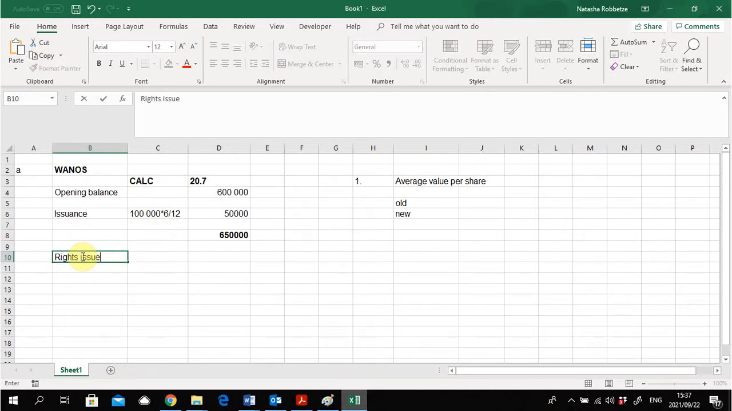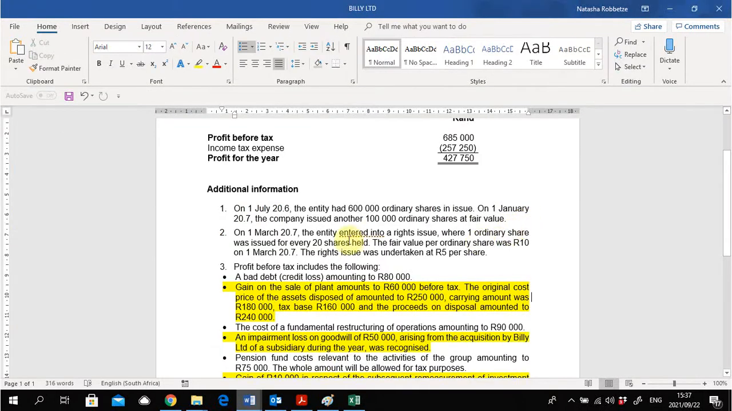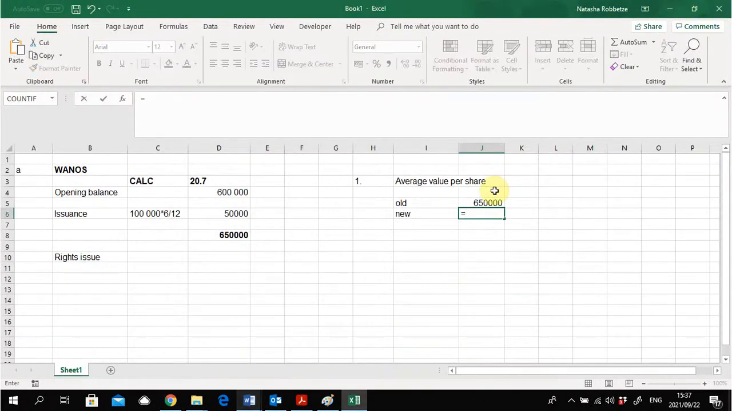So the old shares will be 650,000 shares. Then we have new shares that need to be issued. And in the question, we are told that we get 1 share for every 20 shares that will be held. So it's going to be the 650,000 divided by 20 times 1. That's 32,500. Then the fair value of the shares will apply to the old shares, while the rights issue value will apply to the new shares.